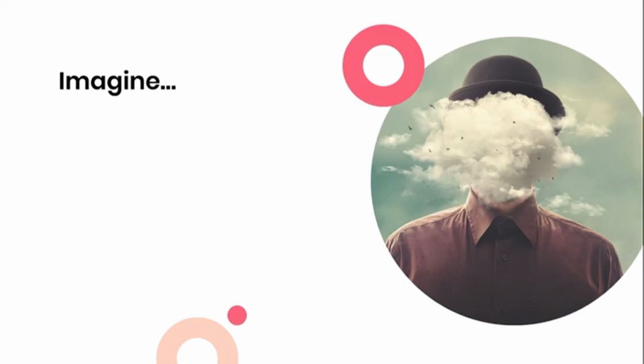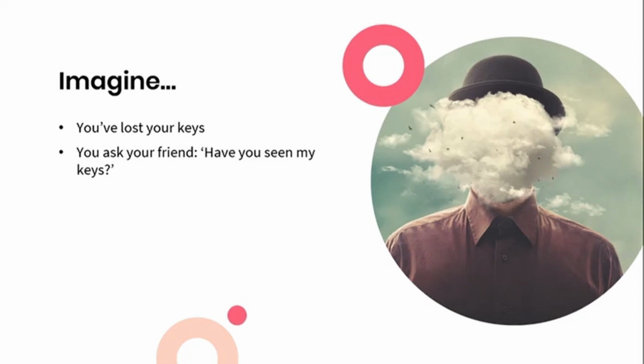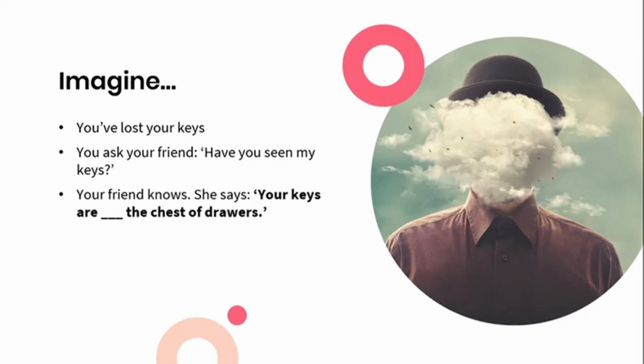Imagine you have lost your keys. You ask your friend, "Have you seen my keys?" Your friend knows where your keys are. She says, "Your keys are the chest of drawers." In saying that, is your friend fully explaining to you where your keys are? No.